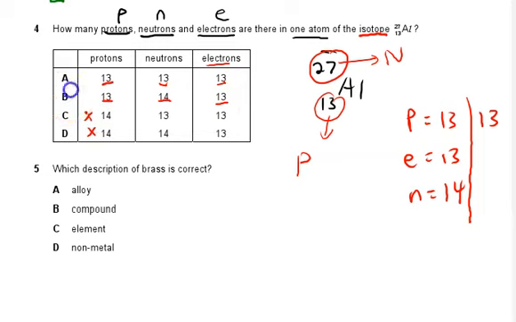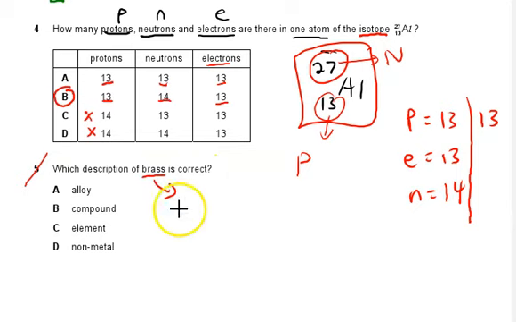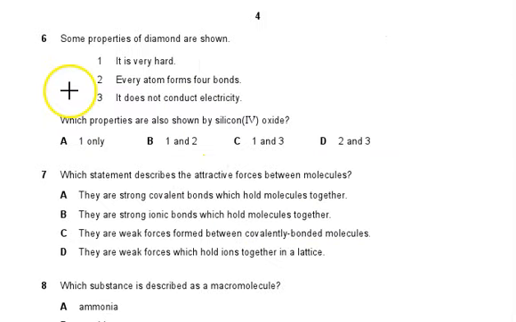So this is the best answer here, because they're asking for this. For number 5, which description of brass is correct? Brass is a combination of copper with zinc, so it should be an alloy. It is a mixture.